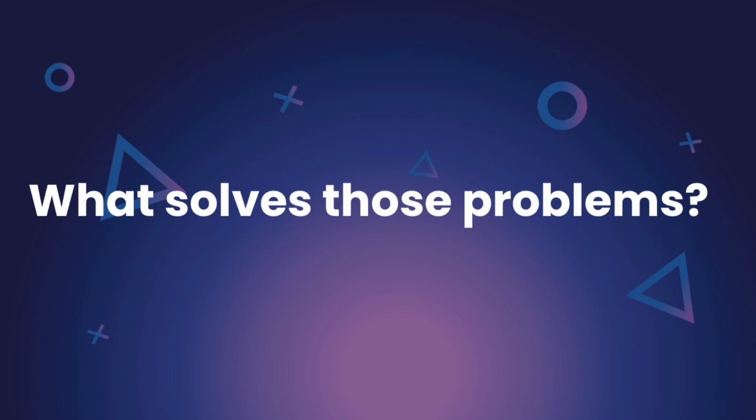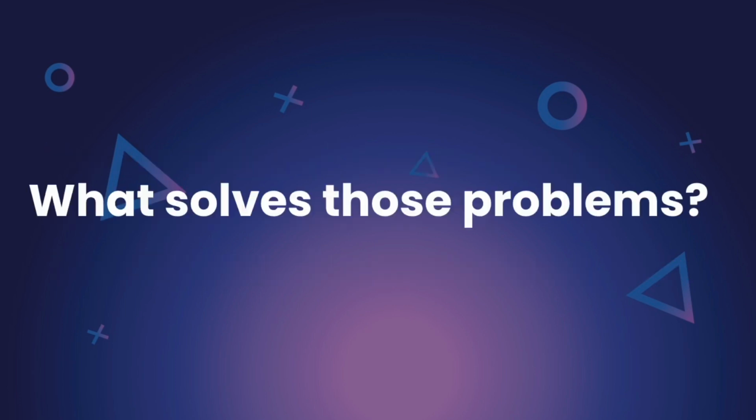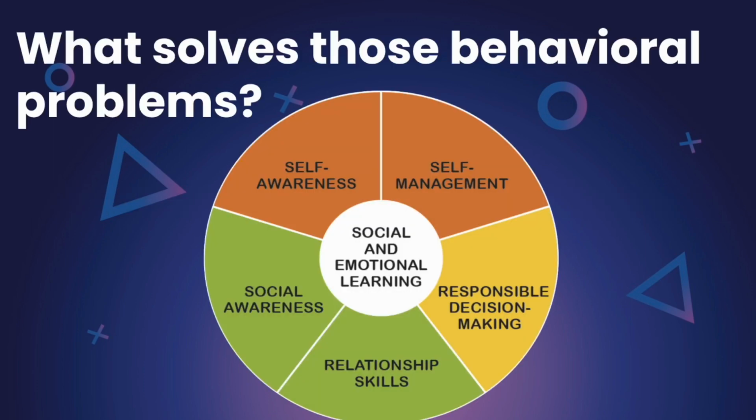Is it more math? No, math is awesome, but math doesn't solve those problems. Is it more science, more English? No, it's not. And so your jobs are so important, but we can't do our jobs unless we take care of those issues in our school data. And so that's where social and emotional learning comes into play, and that's what I do here at the school. So again, what does solve behavioral problems is if we focus on building students' self-awareness, their self-management.